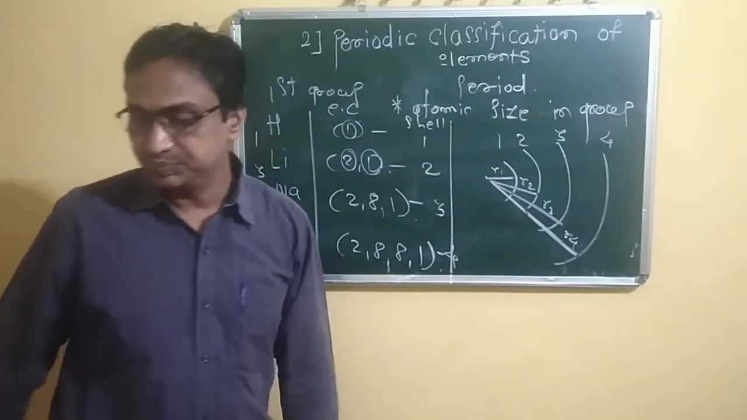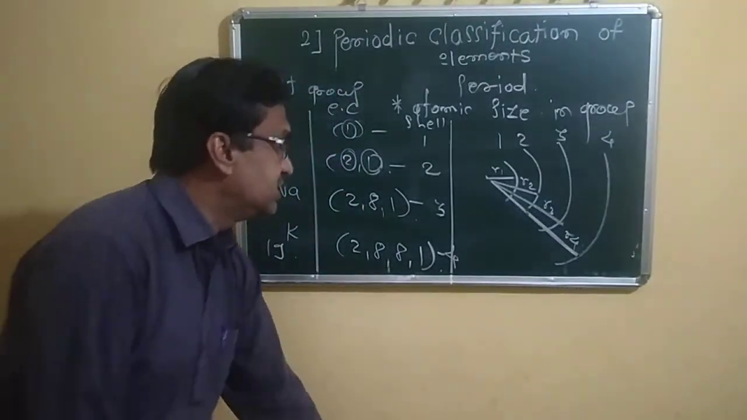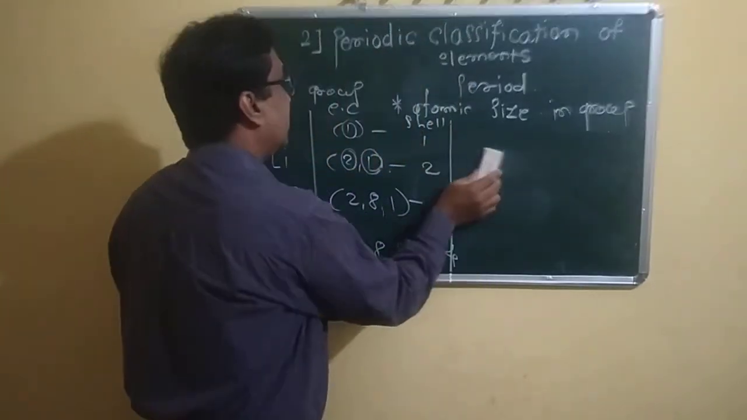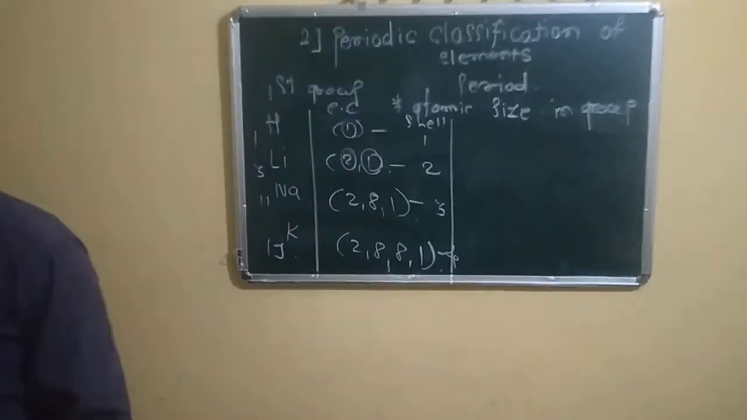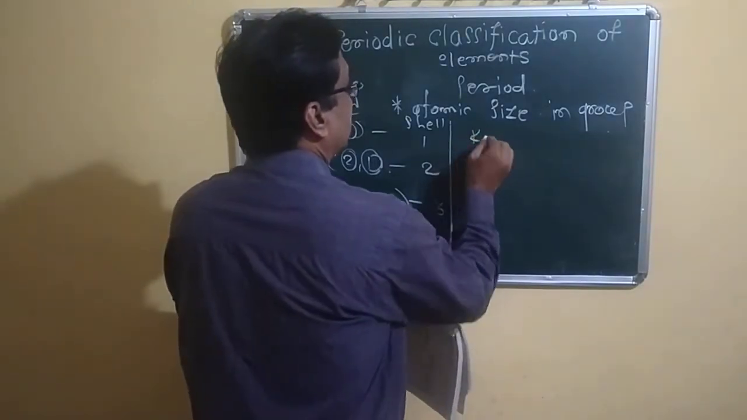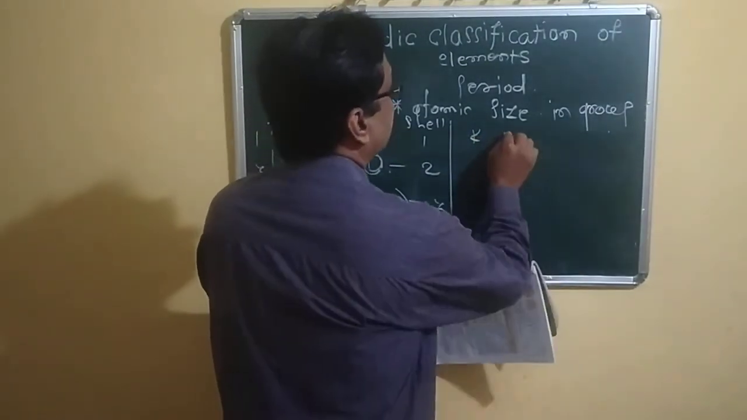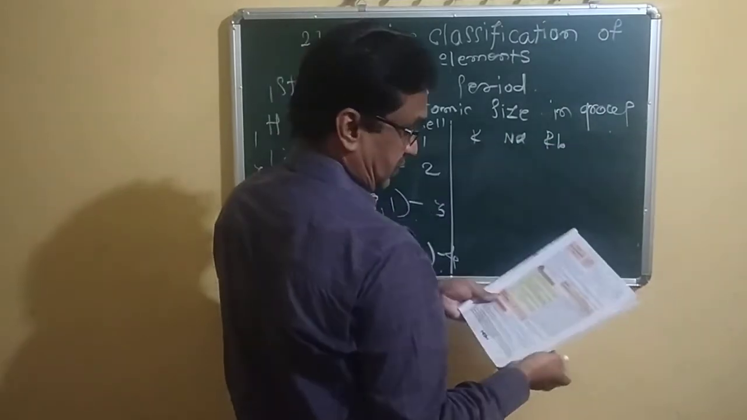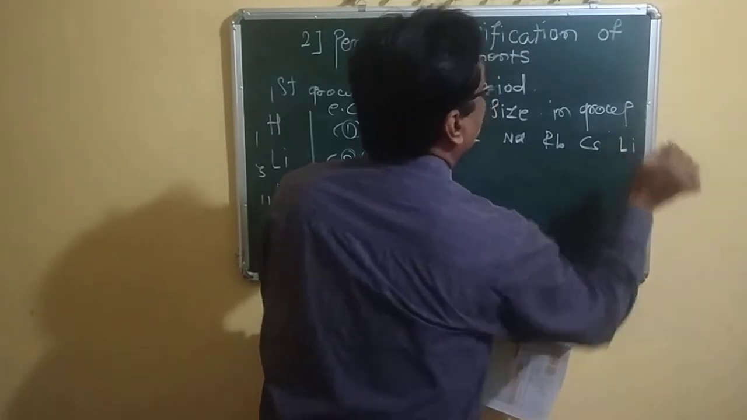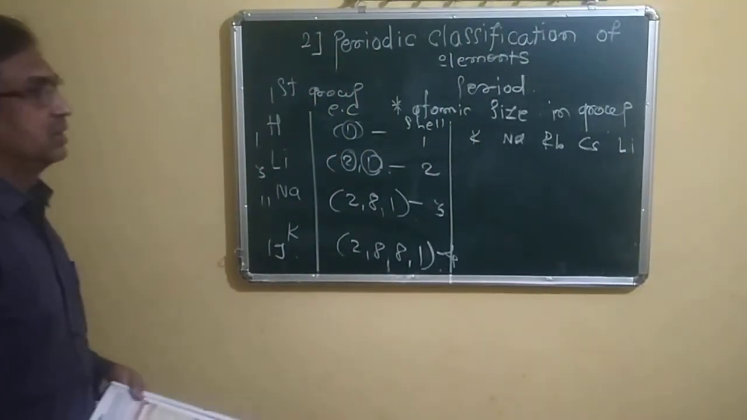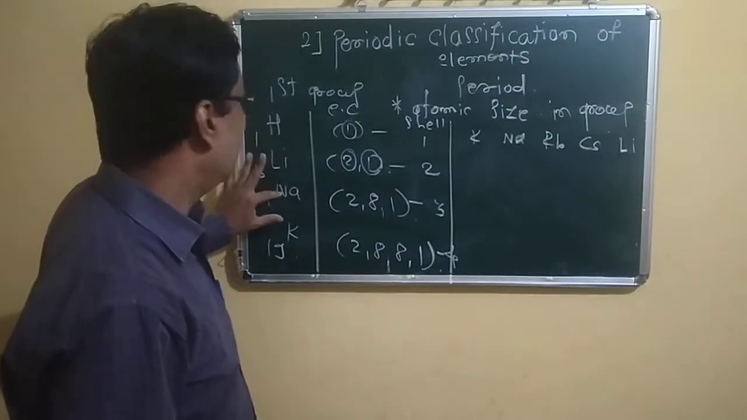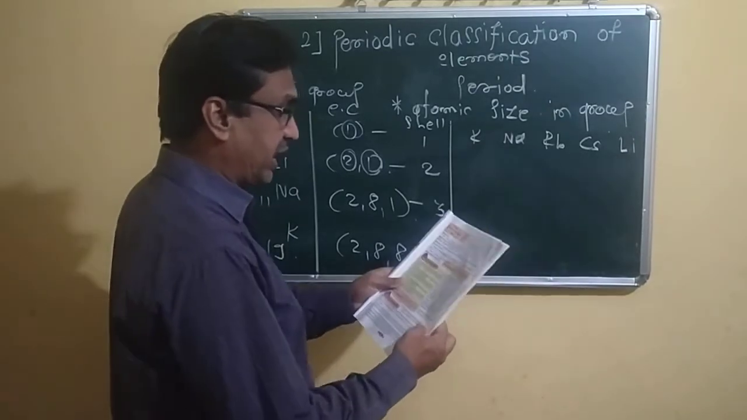We have given an example, and we have to utilize this data. By using this, we can find out. We are given potassium, sodium, rubidium, cesium, and lithium. These are the five elements, and we already know that they are in the first group.